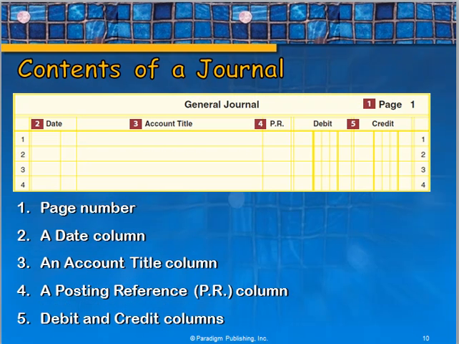And here you see a copy of the general journal and what it would look like. Page number goes in the upper right corner, the date column far left, the account title column, your posting reference column, and your debit and credit columns.